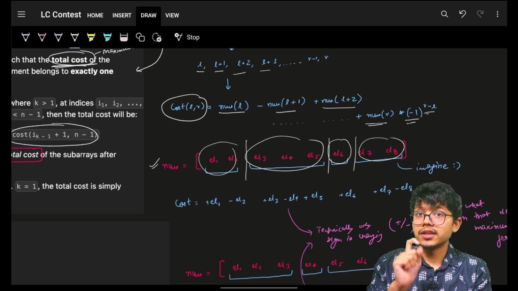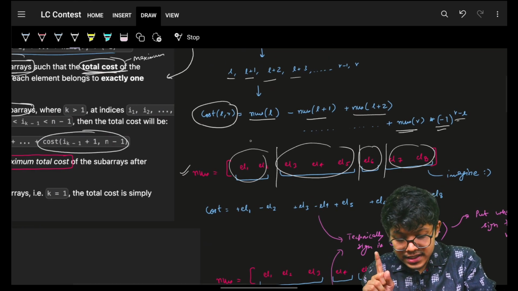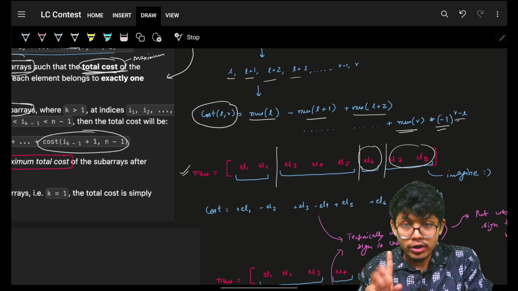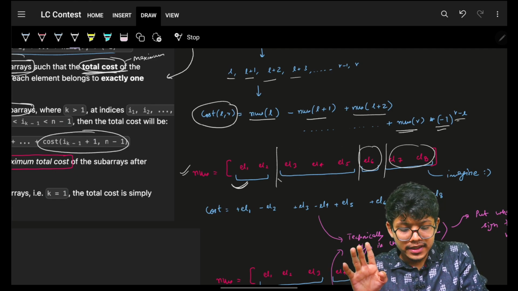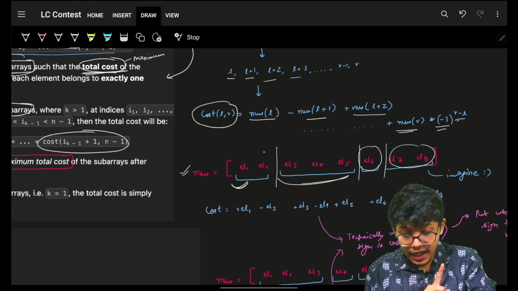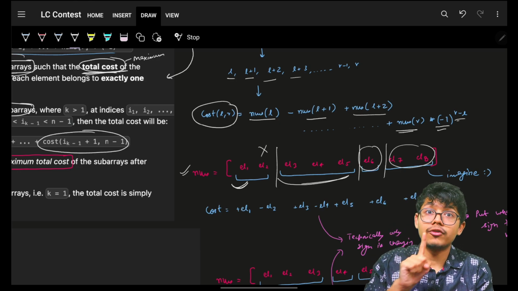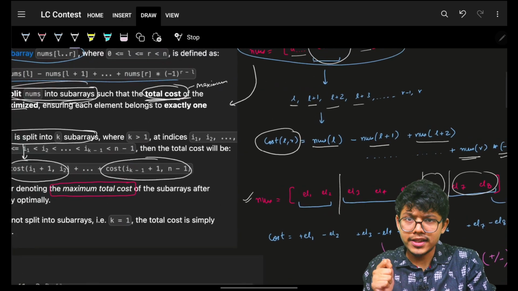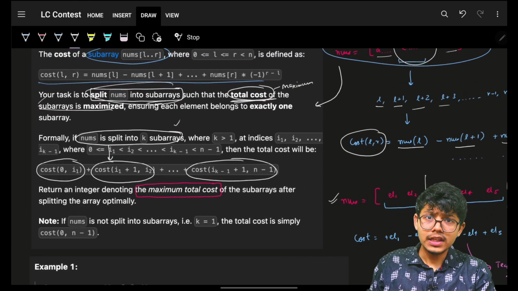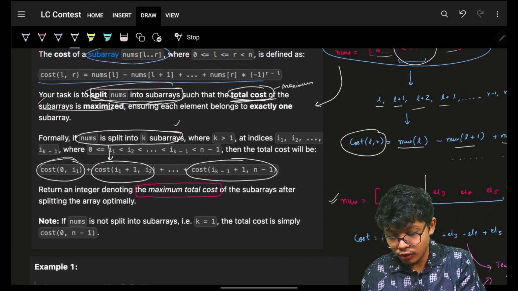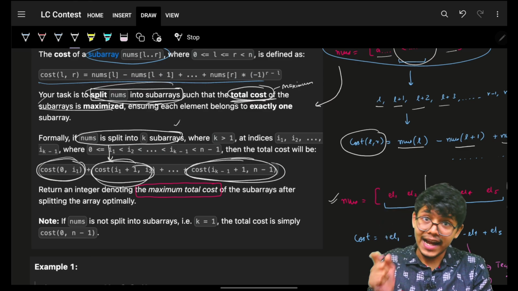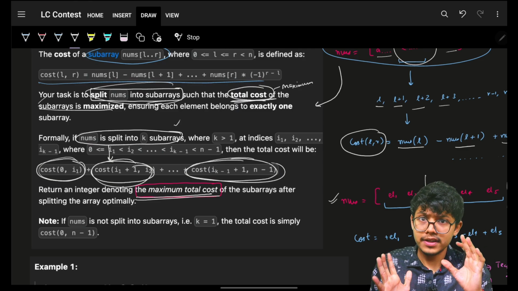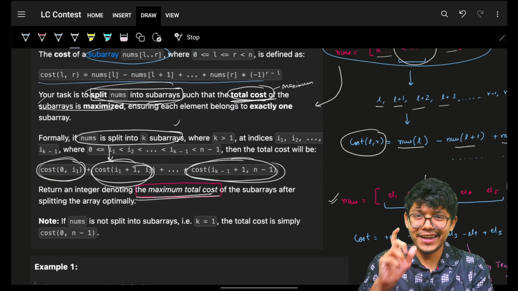One thing, remember, the word was split, which means I cannot afford to skip any element. I cannot say, okay, Aryan, I will take this as one subarray, this as another subarray. No, I will have to take all the elements. That is called a split. Okay, and after doing that split, you just have to get the cost of all these subarrays, and adding all that cost, you just have to maximize the total cost of any possible split you can have.